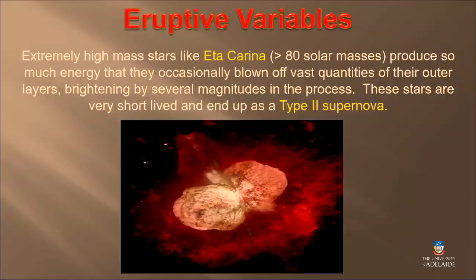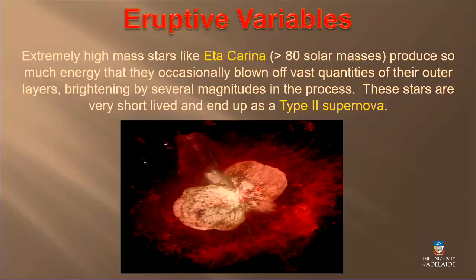Then we have eruptive variables. So these are extremely high massive stars, for example, Eta Carinae. So these are stars that have got, say, greater than 80 solar masses. When stars are this big, they're producing so much energy that they're actually blowing off vast quantities of their outer layers just through the sheer radiation that they're producing. And they can brighten by several magnitudes in the process during these eruptions.